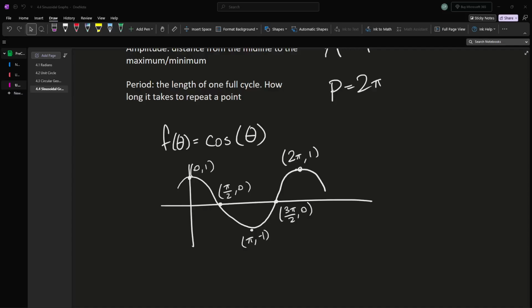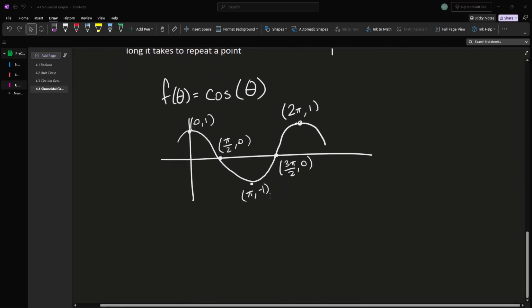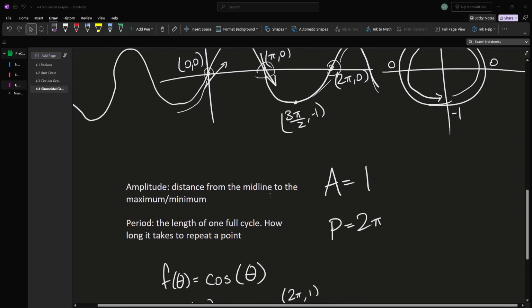Welcome back. So this is 4.4 part 2, where we now talk about cosine and also two of the more basic transformations that can happen to these graphs. Those two transformations are going to be a vertical stretch or compression, so this is to do with amplitude, and also a vertical shift.